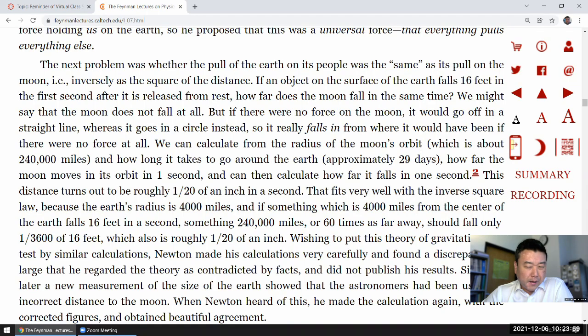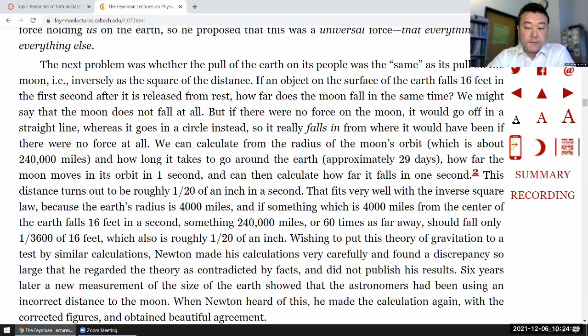That fits very well with the inverse square law because the Earth's radius is 4,000 miles, and if something which is 4,000 miles from the center of the Earth falls 16 feet in a second, something 240,000 miles, or 60 times as far away, should fall only 1/3,600th of 16 feet, which also is roughly 1/20th of an inch.